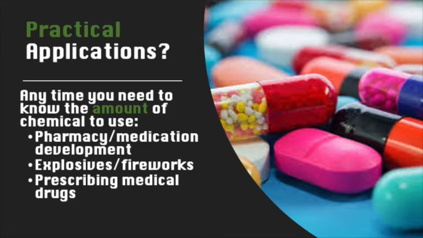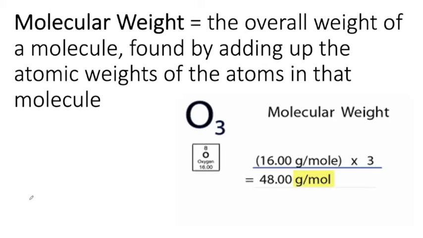Or if you're a doctor and you're prescribing a certain amount of drugs, that amount of drugs might change depending upon if you are a child or if you're an old person or something like that. And so you're going to need to know how big or small each molecule is so you can calculate how much to give to someone. So if I were to give an overall definition of molecular weight for the purposes of this class, what you need to understand about molecular weight is that it's the overall weight of a molecule. And you can find it by adding up the atomic weights of the atoms in that molecule.